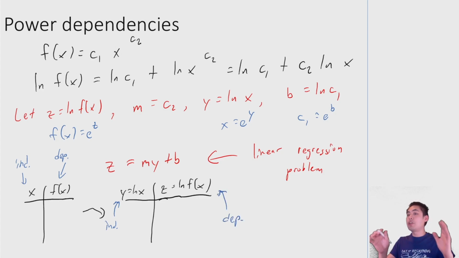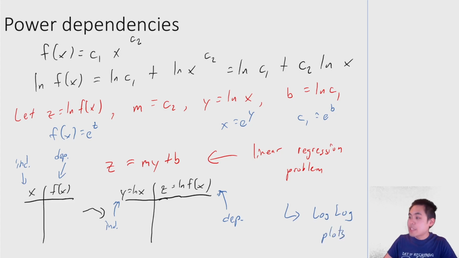And we basically just converted all of our data points. So by transforming all of our data points in this way, we've turned a nonlinear problem into a linear problem. And some of you may have seen log-log plots before. And that's exactly what we're doing here. Now, this is probably a bit confusing, so we'll end with another practical example.